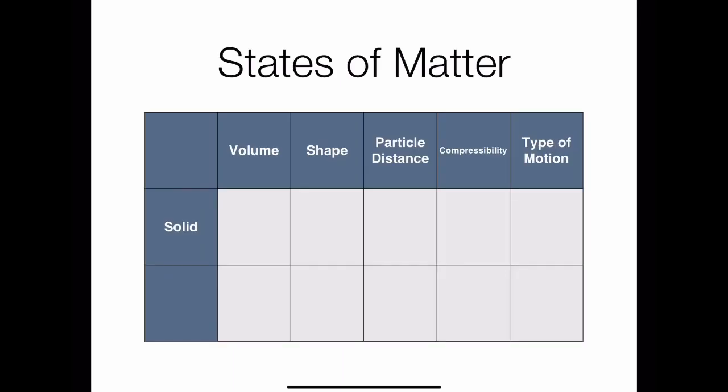Looking at the three most common states of matter, solid, liquid, and gas, we're going to be looking at the different properties that make up those states and how we can differentiate between one state of matter and another. So looking at a solid, first of all, the volume of a solid is what we would call fixed. That volume doesn't change.